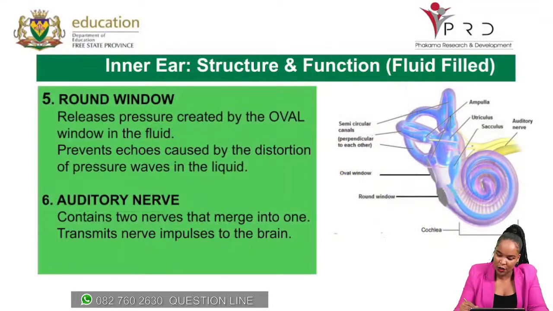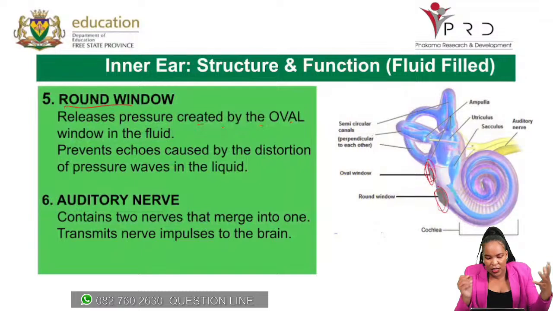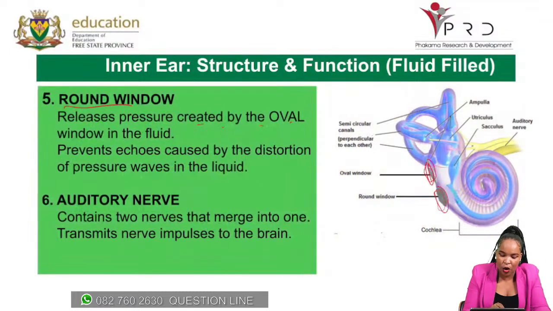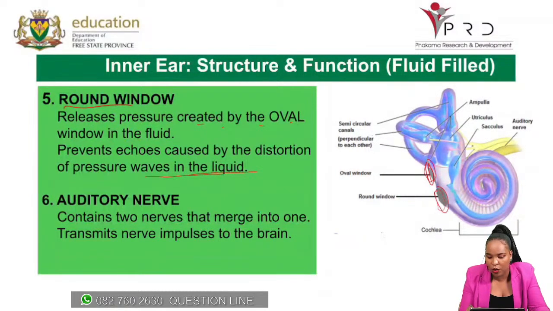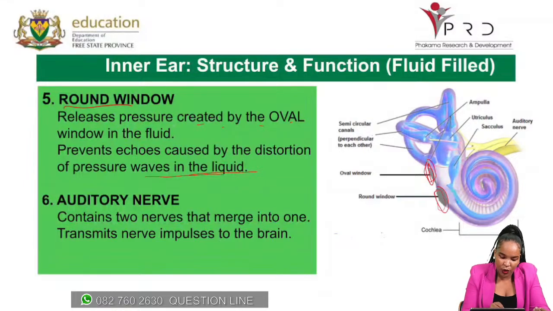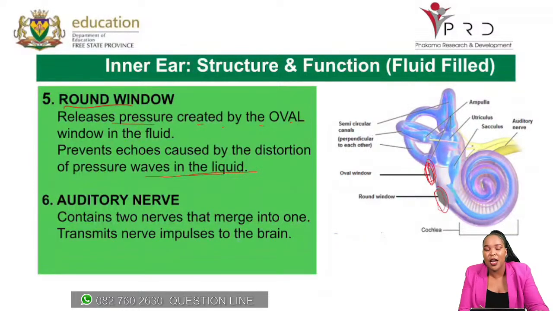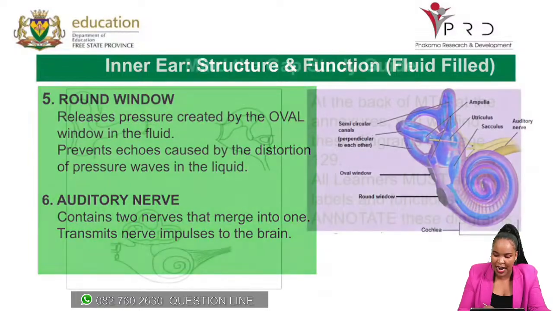Then you find the two windows that we've spoken about. This is the round window, and this is the oval window. The round window releases pressure created by the oval window, right? And this prevents echoes caused by distortion of pressure or the waves in liquid. So if you are swimming, the round window is going to release that pressure that is created by the oval window. Then the auditory nerve is going to go to the brain and transmit the impulses that are converted by the organ of Corti for you to hear or for you to maintain balance.